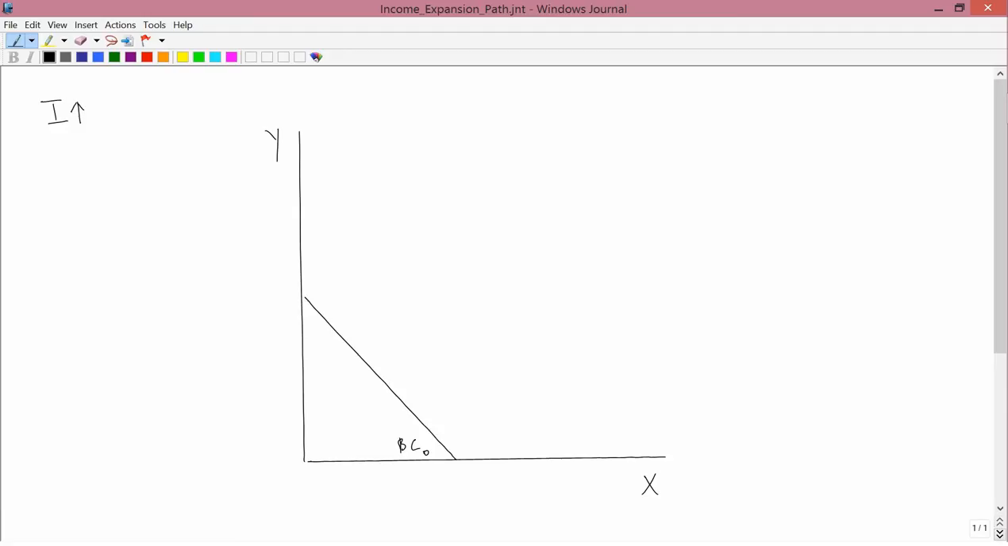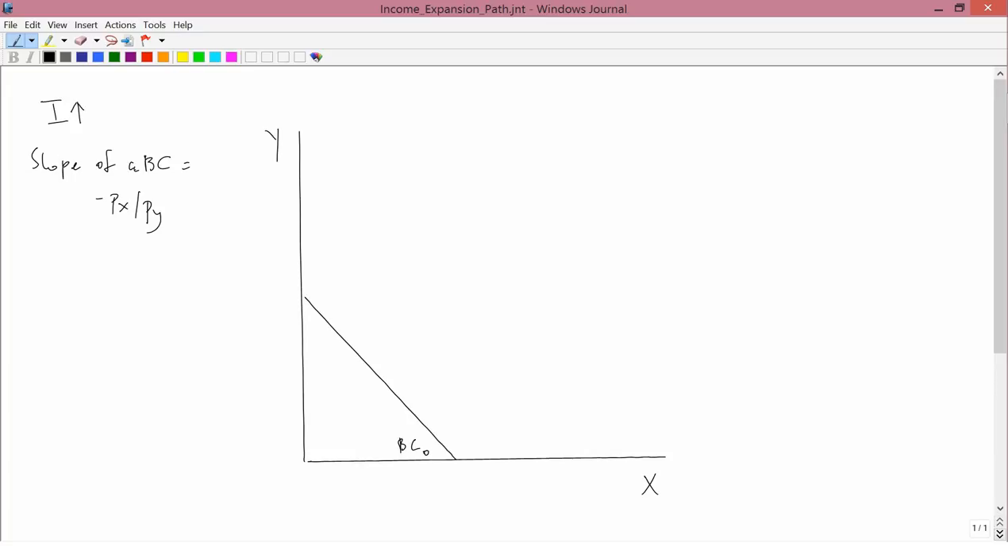And I claim that the new budget constraint is going to be parallel to the old budget constraint. The reason is that, as we've seen several times before, the slope of a budget constraint is minus px over py. And when income changes, neither px nor py changes, and therefore the slope doesn't change. So a new income generates a new budget constraint which has the same slope as the old budget constraint, and therefore which is parallel to the old budget constraint.